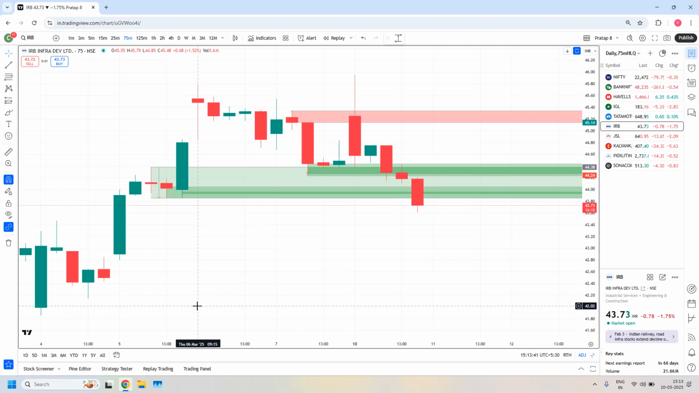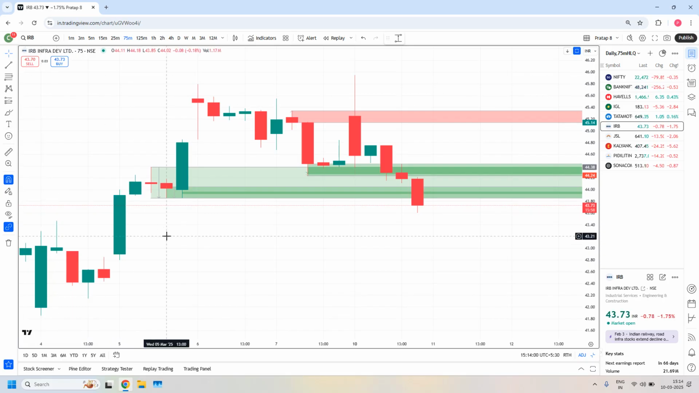And one more stock also violated, but we identified that the zone would be violated, because you learned in lesson 16 when a zone will be violated. So let us revise that lesson 16 concept. First, let us look into IRB.